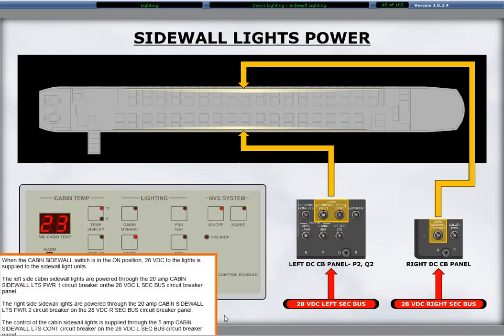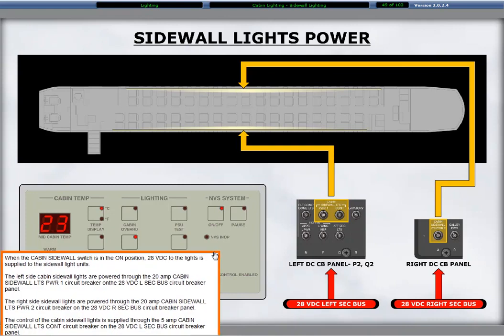When the cabin sidewall switch is in the on position, 28 volts DC to the lights is supplied to the sidewall light units. The left side cabin sidewall lights are powered through the 20 amp cabin sidewall lights power 1 circuit breaker on the 28 volts DC left secondary bus circuit breaker panel. The right side sidewall lights are powered through the 20 amp cabin sidewall lights power 2 circuit breaker on the 28 volts DC right secondary bus circuit breaker panel. The control of the cabin sidewall lights is supplied through the 5 amp cabin sidewall lights control circuit breaker on the 28 volts DC left secondary bus circuit breaker panel.